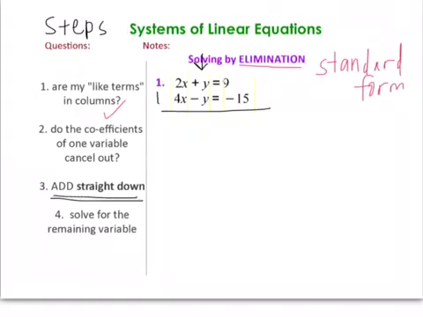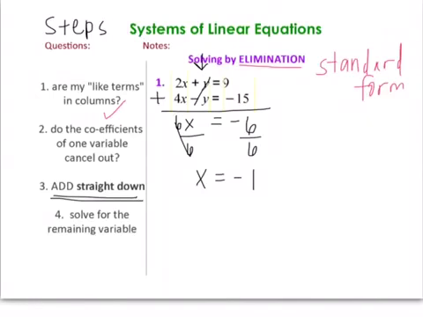So step 3 says add straight down. What I'm going to do is do a big addition sign right here and say 2x plus 4x gives me 6x. Y plus negative y, those cancel. So 6x equals 9 plus negative 15 gives me negative 6. Step 4 says solve for the remaining variable. All I have left is 6x equals negative 6. If I divide both sides by 6, I get that x equals negative 1.